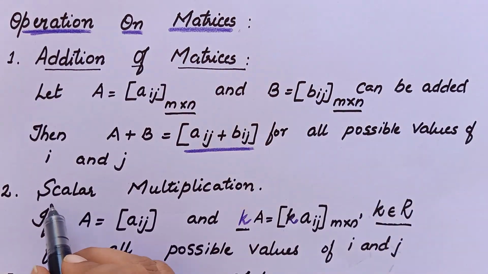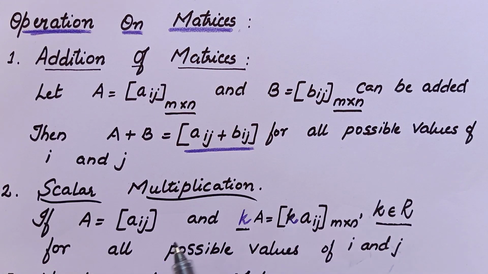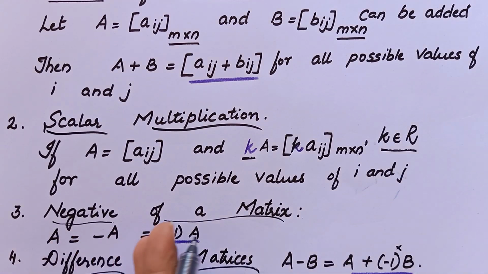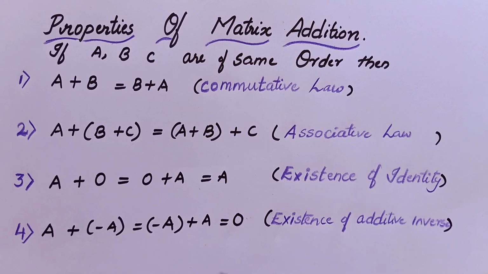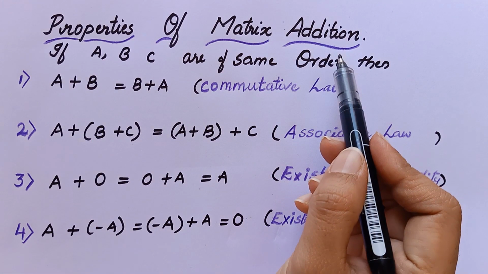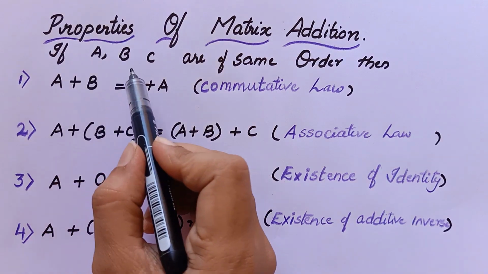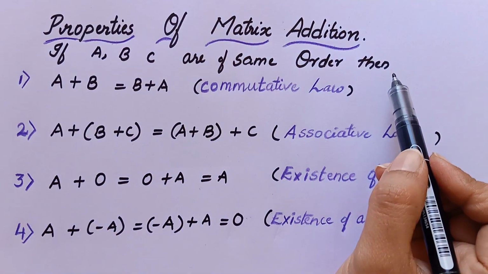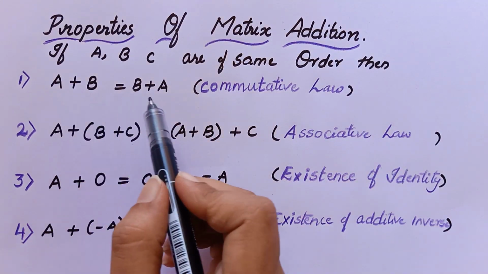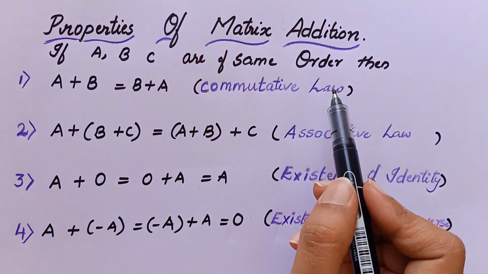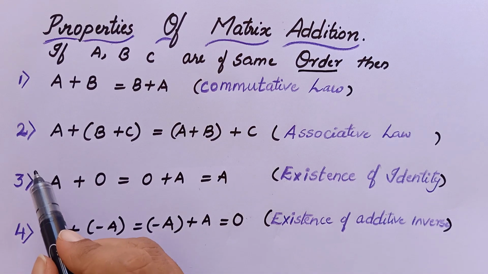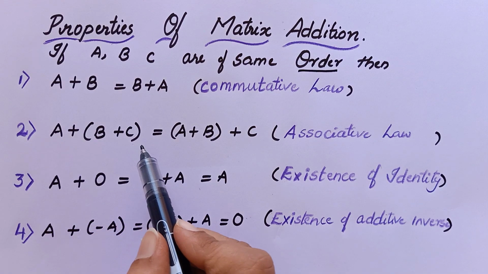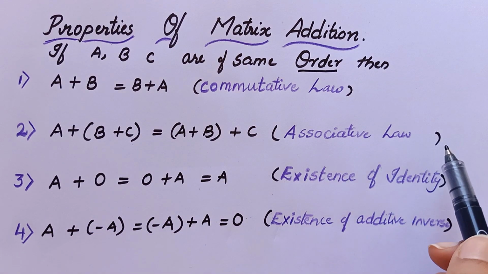Very simple. Only if you solve the problems based on these operations, you will get a clear idea about all these things: addition, scalar multiplication, negative of a matrix and difference of matrices. Now we'll see the properties of matrix addition. If A, B, C are of the same order, then A plus B equals B plus A. That is the commutative law. Very simple. We have already learned it in our previous classes as well. So we know what the commutative law is.